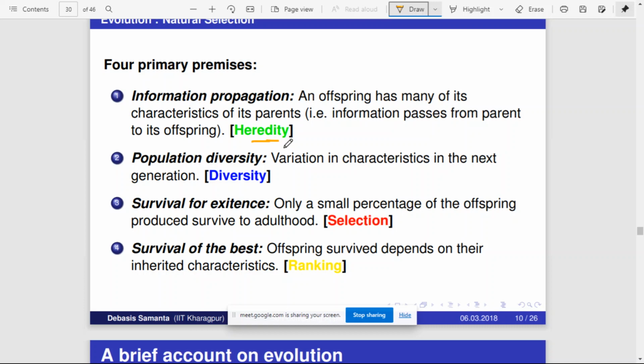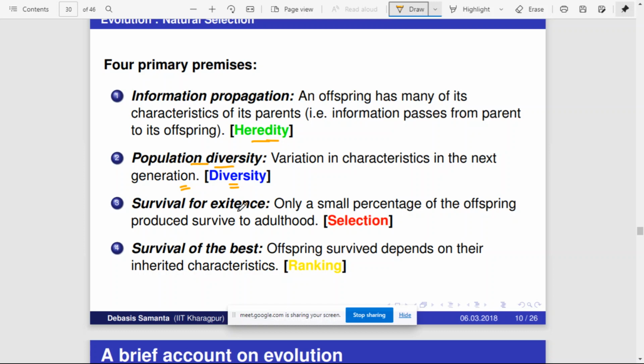But that doesn't mean the offspring will have only the hereditary information of the parent. It may also have its own unique characteristics, which is called diversity. The variation in characteristics in the next generation is called diversity. This variation may occur due to the environment or different reasons, right?